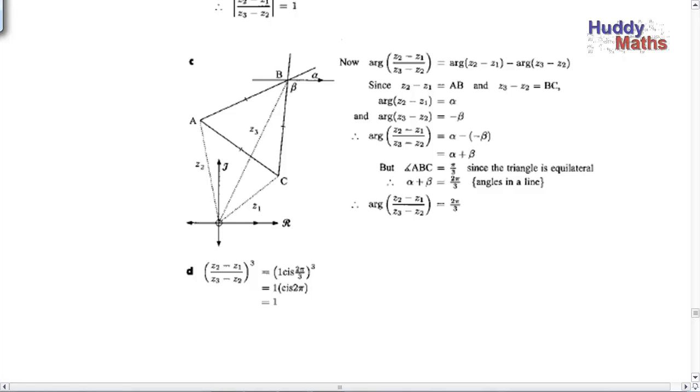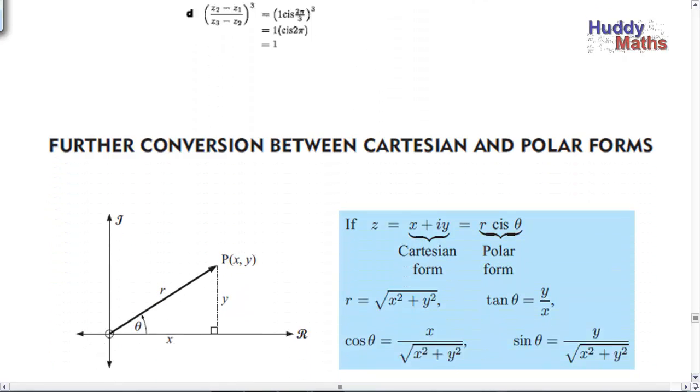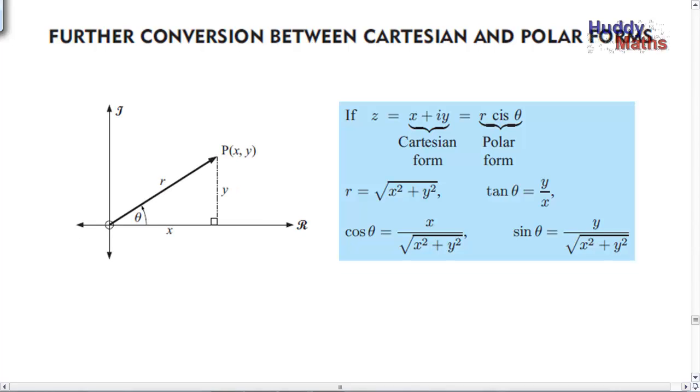Okay, some little tricky ones there. Study it carefully. All right, let's finish off. Okay, and let's do conversion between Cartesian and polar forms, because as I said, if you're going to multiply, you've got to have them in the same form.